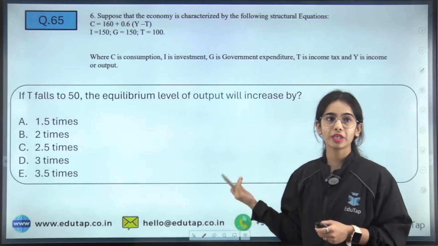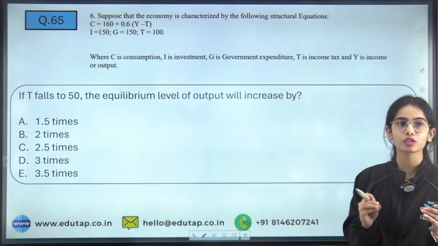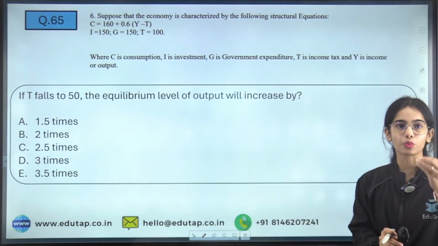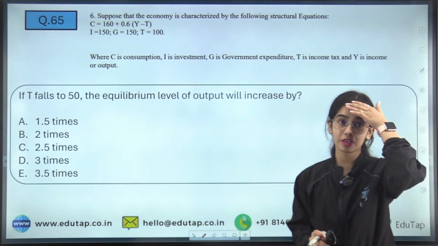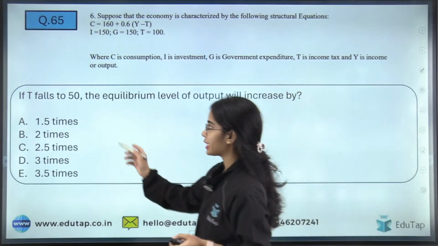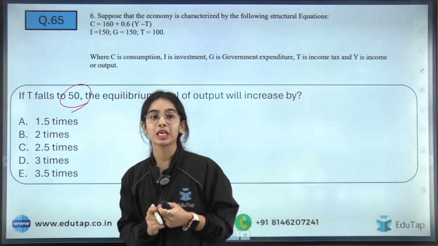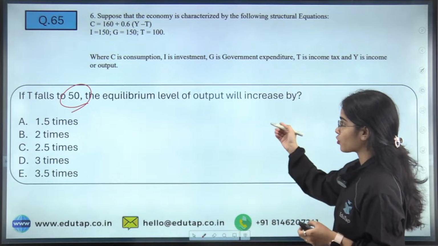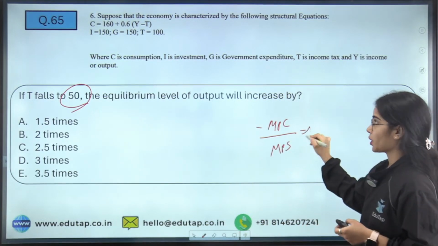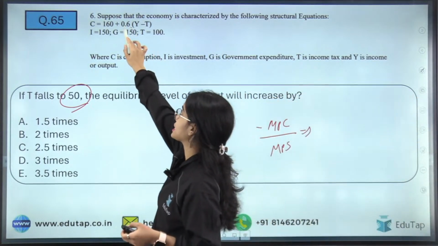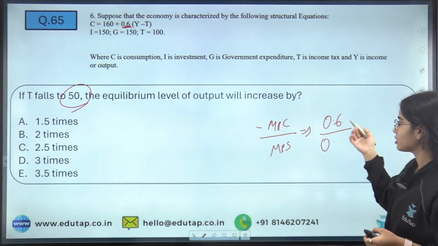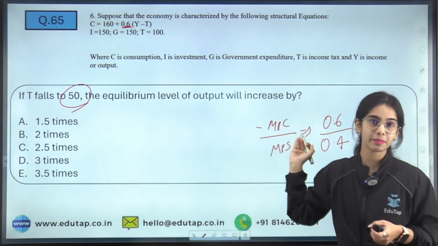Now coming to the next question: if T falls to 50, so there is a decrease in tax, the equilibrium level of output will increase by how much? First of all, this is the lump sum tax, because the percentage is not given, the amount is given here. Now what is the formula of the tax multiplier? Minus MPC divided by MPS. So MPC is how much? It is 0.6. MPS is 0.4 then, because MPS is 1 minus MPC.